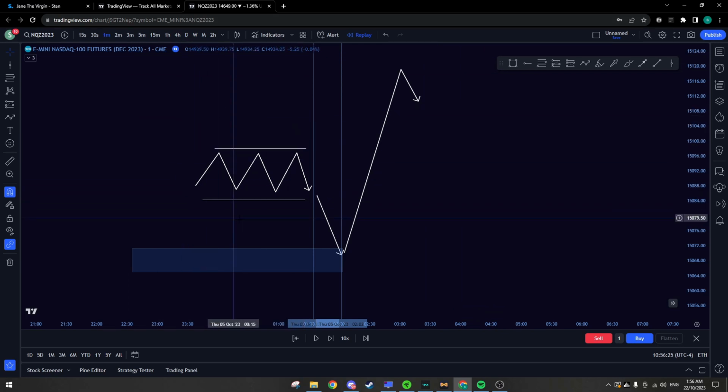So we get that accumulation. We manipulate traders, we induce them, we stop them out. We tap into a PD array and we distribute up towards our intended direction.